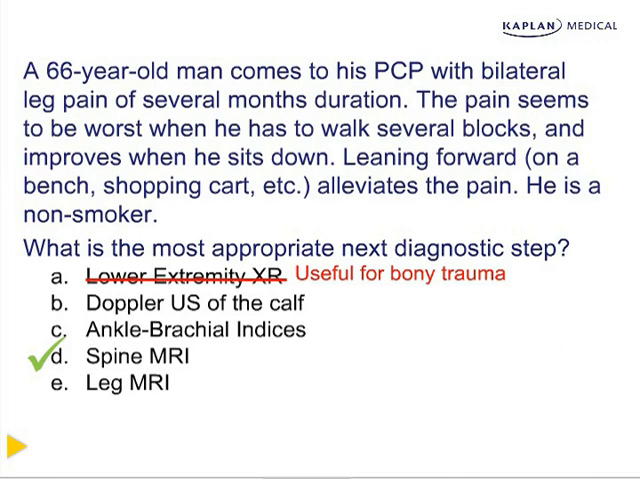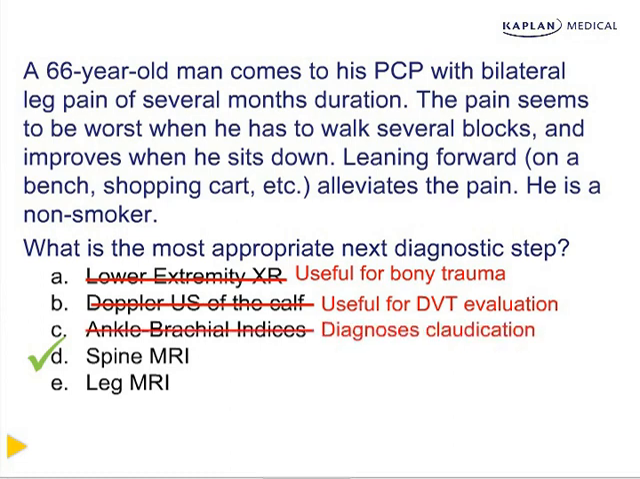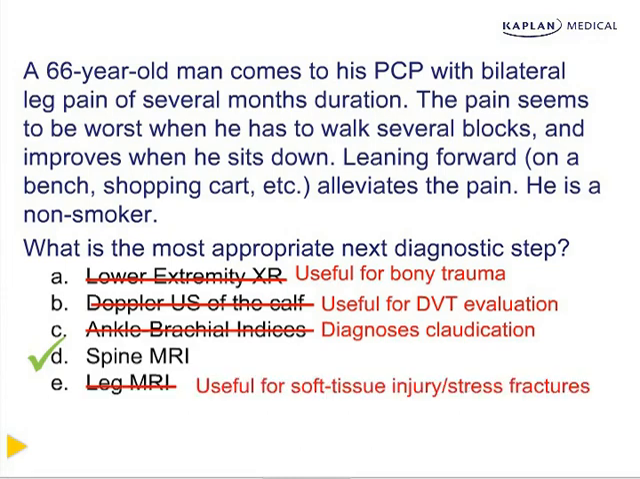Lower extremity x-rays would be helpful to rule out a fracture, but not for chronic bilateral pain. Doppler helps to evaluate for deep vein thromboses, which does not fit this patient's symptoms. As discussed, this is not claudication, so ankle brachial indices would not be helpful. And this patient's pathology is in the spine, not the leg.